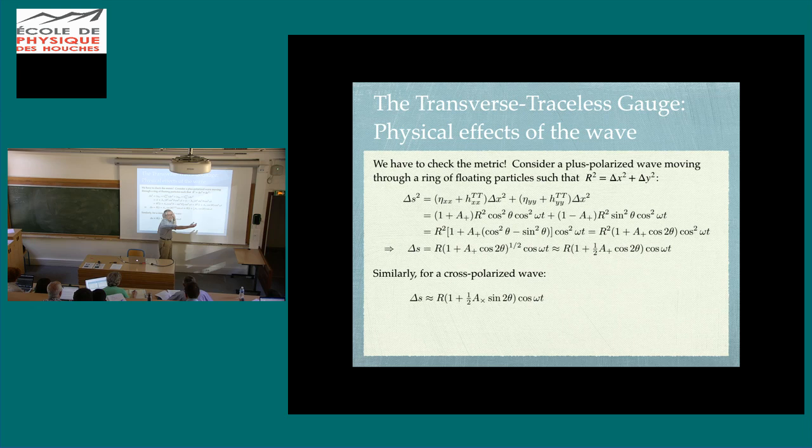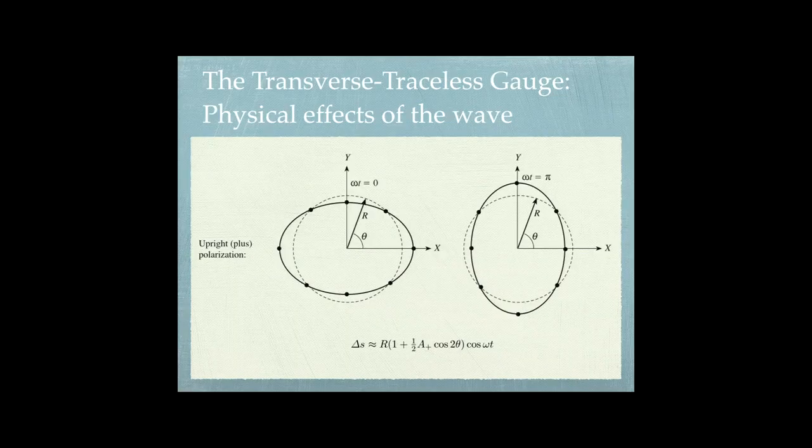Okay. But this is then the expression, and you can see from this expression that if I'm at 0 degrees, I'm going to get an enhancement of the distance. If I'm at 90 degrees, I'm going to get a decrease in the distance. And if I'm back at 180 degrees, I'll get an enhancement again. And for the cross-polarized wave, it looks pretty much the same, except that I've got a sine of 2 theta instead of cosine 2 theta.